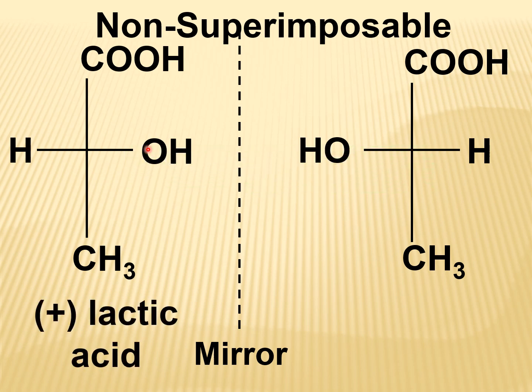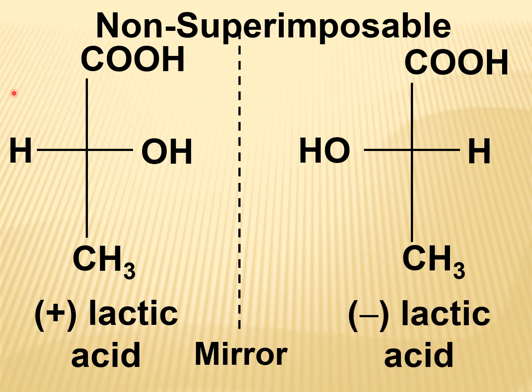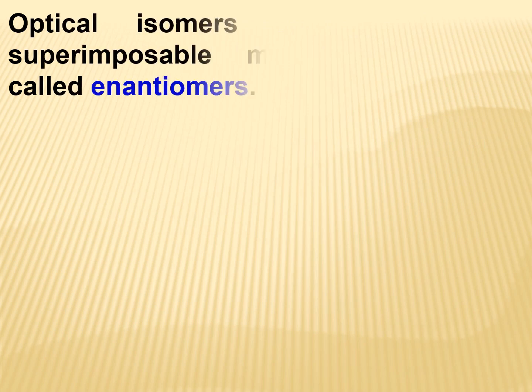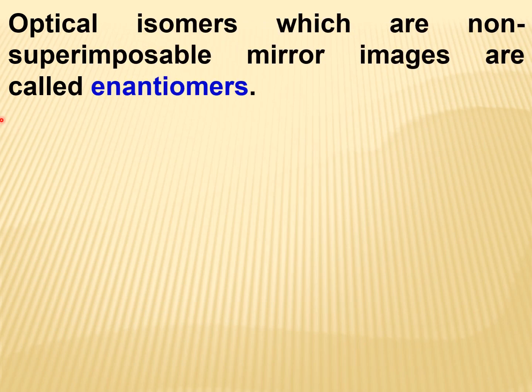So this is the plus lactic acid, and this is the minus lactic acid. The Fischer projections for plus and minus lactic acids respectively. Optical isomers which are non-superimposable mirror images are called enantiomers. So in the earlier case, we have seen the optical isomers are non-superimposable mirror images, and the plus and the minus lactic acids are called enantiomers. That is the technical name.